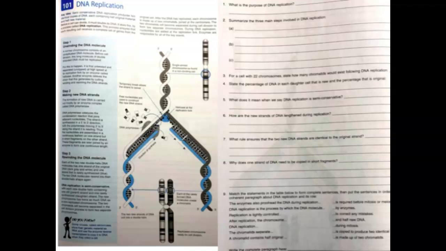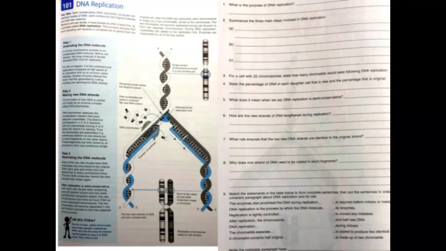Question 1, what's the purpose of DNA replication? Essentially, DNA replication prepares a chromosome for cell division by producing 2 chromatids that are identical copies of the genetic information for the chromosome. And then it does that with all the chromosomes, and they can split, and each new cell will have the same DNA. The main steps, you can just read the previous page and summarize those in your own words. Number 3, for a cell with 22 chromosomes, state how many chromatids would exist following DNA replication. 44 chromatids, sister chromatids, and they'd be glued together in pairs.